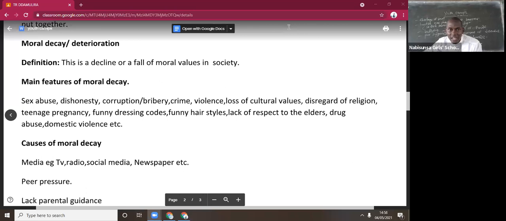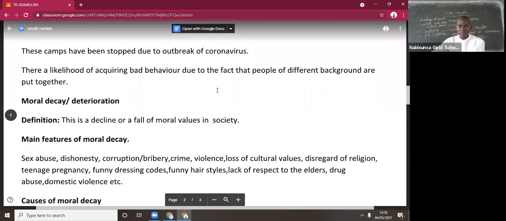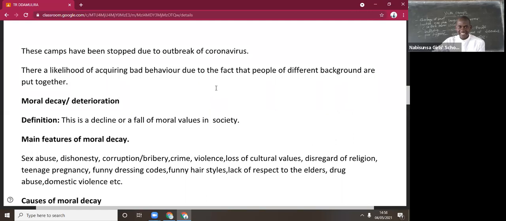Ambeja, where is Ambeja? Okay, let me get her. Ambeja, unmute yourself. Moral decay or deterioration. Definition: this is a decline or failure of moral values in society. Main features of moral decay: sex abuse, dishonesty, corruption or bribery, crime, violence, loss of cultural values, disregard of religion, teenage pregnancy, funny dressing codes, funny hairstyles, lack of respect to the elders, drug abuse, domestic violence.